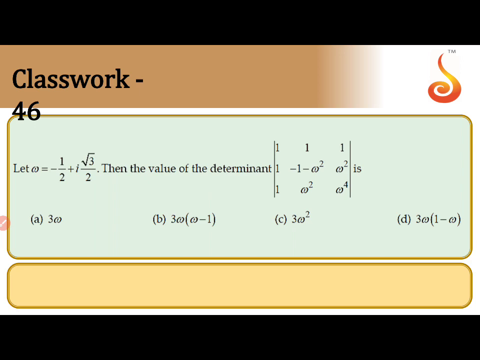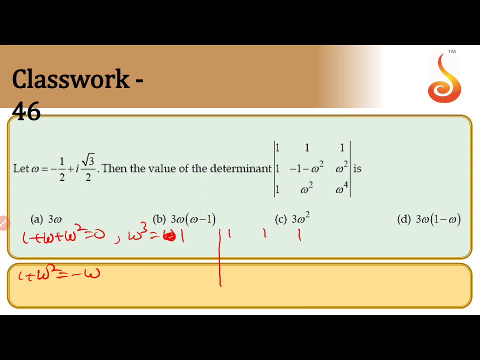Next question. The determinant with rows 1, 1, 1; 1, 1 minus 1 minus omega square; 1, omega square, omega power 4. In this question you have to remember the properties of omega. Omega is a complex root of unity: 1 + omega + omega square equals 0 and omega power 3 is 1. These are the values you have to remember. From this, 1 + omega square is minus omega. You can use these values for the question.